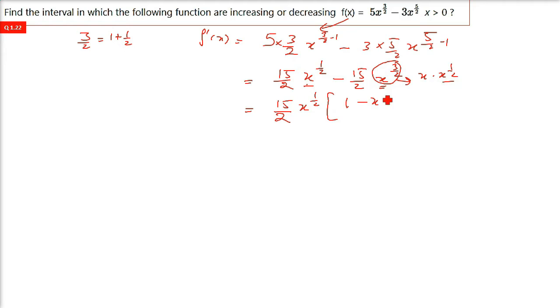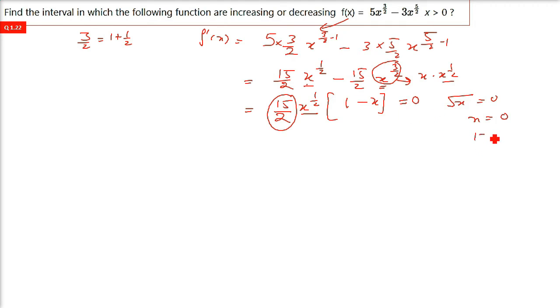Only x will remain. Now this f dash x will give you the critical points or the intervals where the function may be increasing or decreasing. So you just have to put it as 0 and find out where it is going to be 0. That is the point where it is changing its direction to increasing or decreasing.